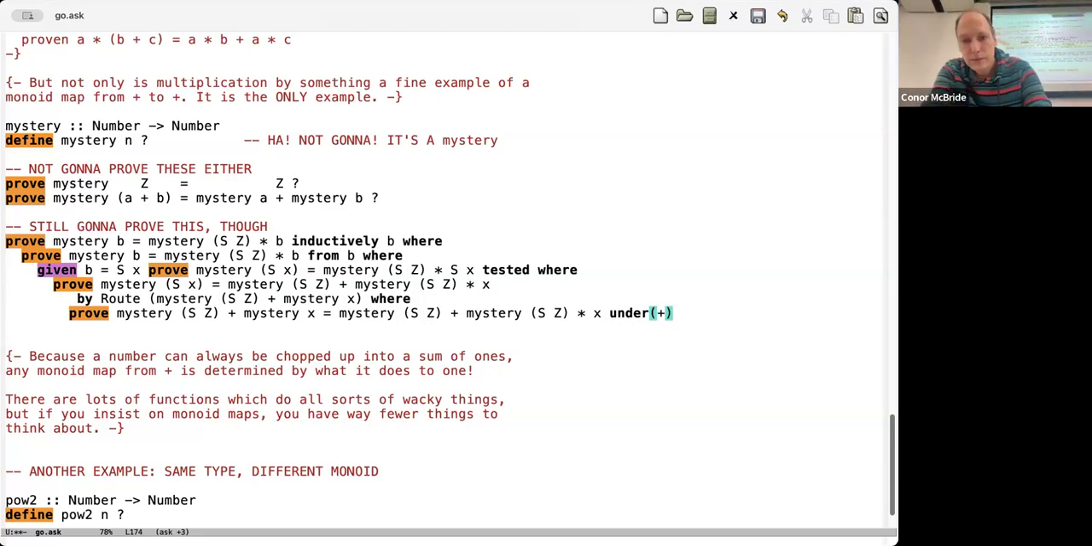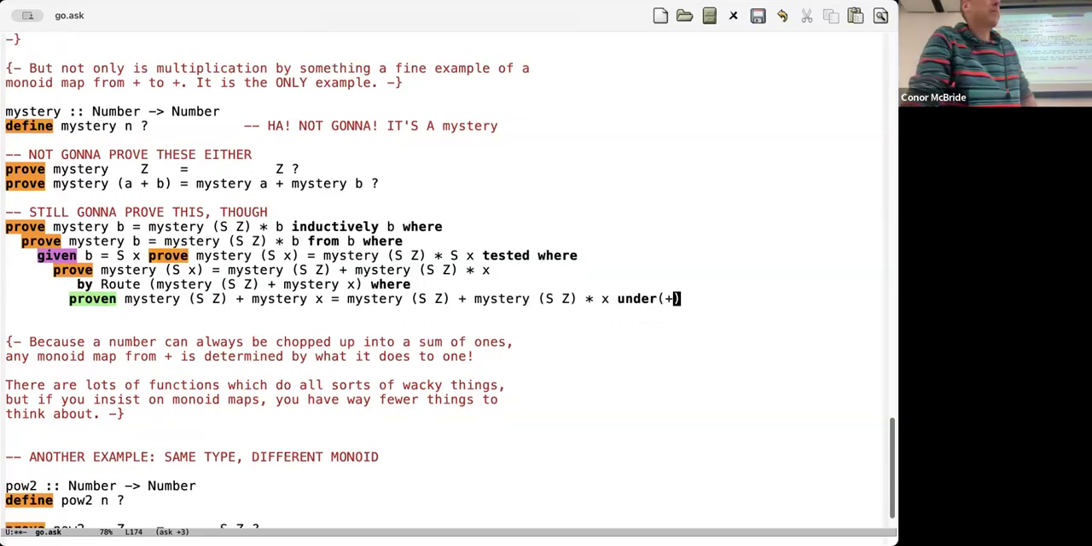So by rewrite splits a difficult equational problem into 2 easier ones by putting a stepping stone in the middle.